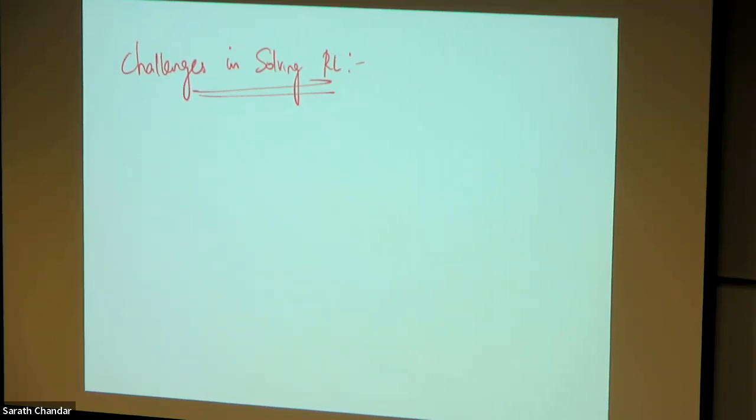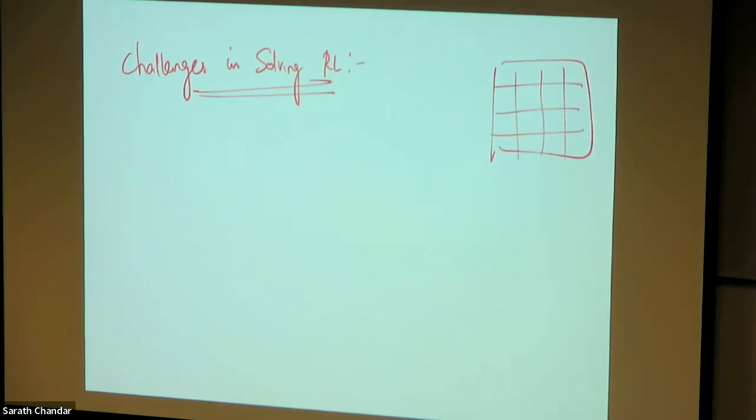we started with tabular methods, right? In the case of tabular methods, there is no question of state representations because states were just represented by indices, right? Often we work with grid worlds, where let's say I have a 4x4 grid, then states are just indexed as 1, 2, 3, 4, 6, 7, 8, and so on.